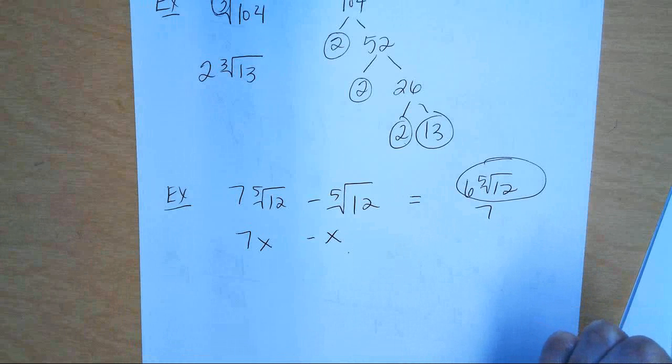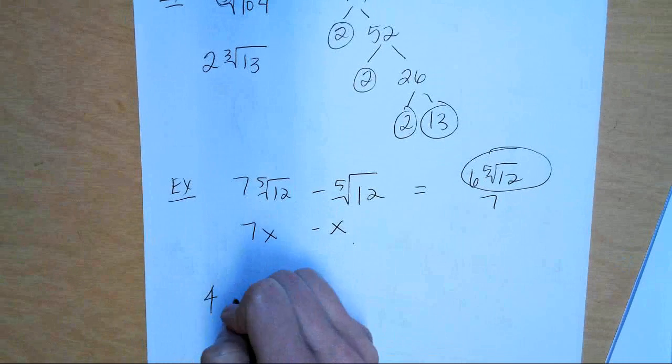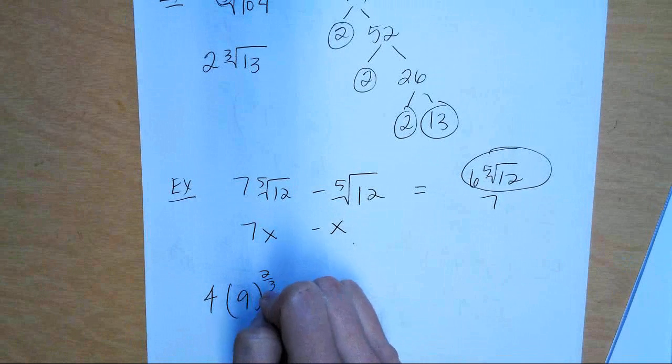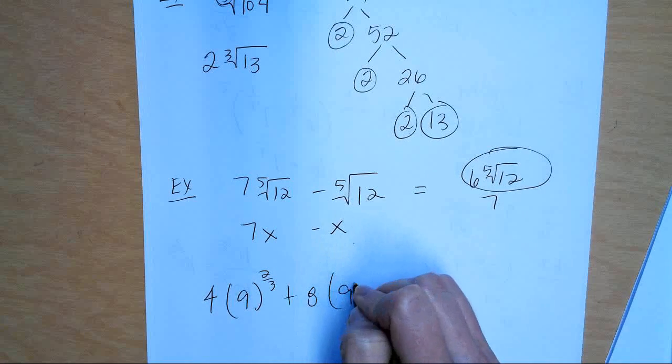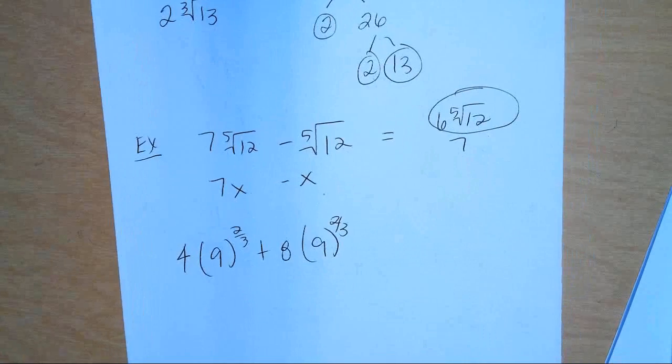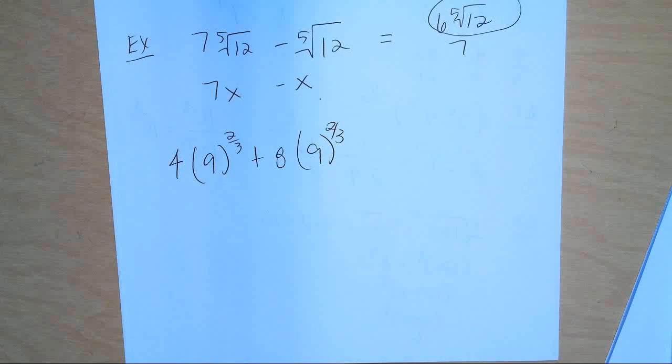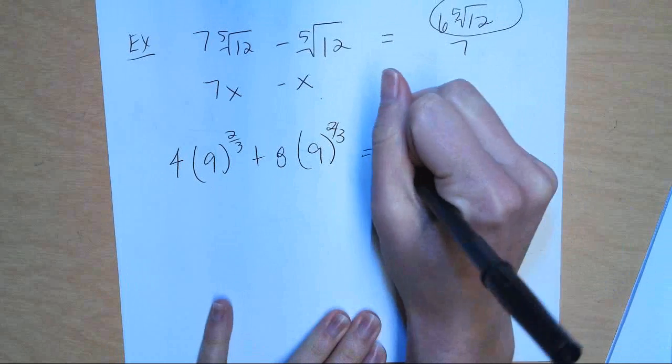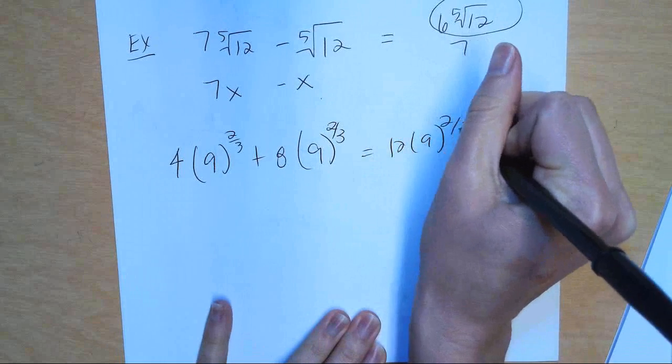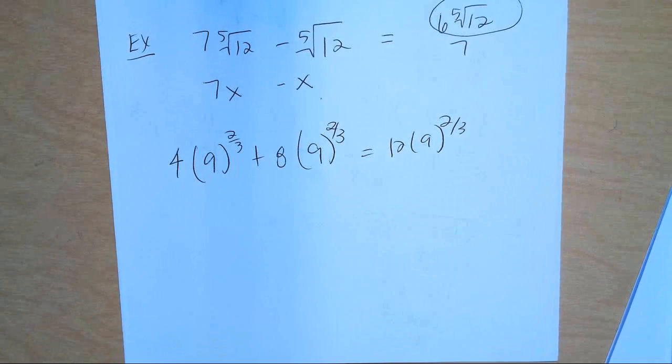Okay, awesome. You can also do this if you have rational exponents. If we have 4 times 9 to the 2/3 plus 8 times 9 to the 2/3, this will be 12 times 9 to the 2/3. 9 doesn't have a cube root, so that's all.